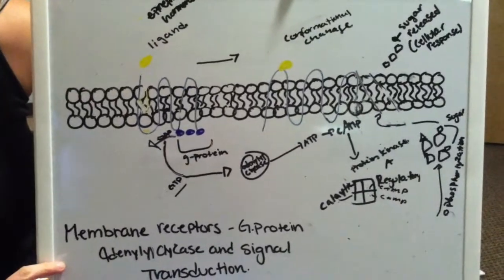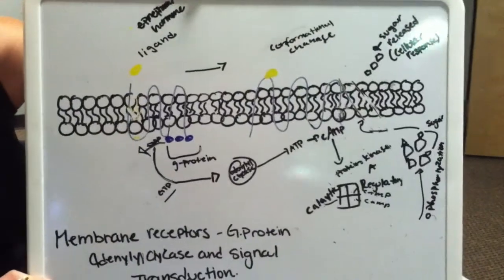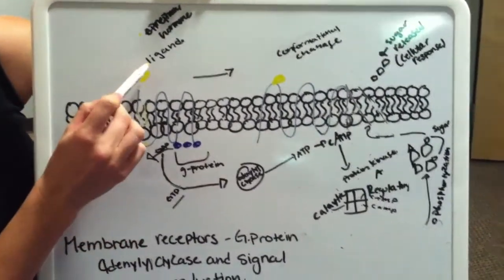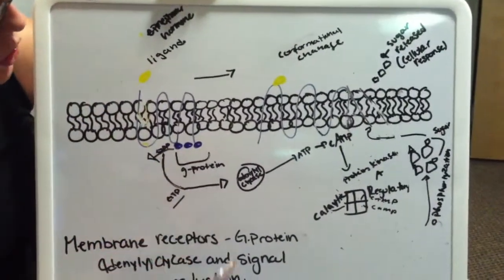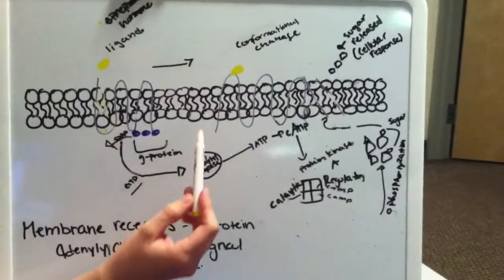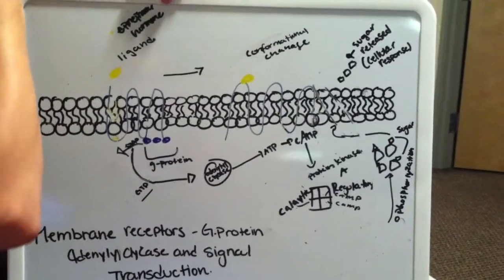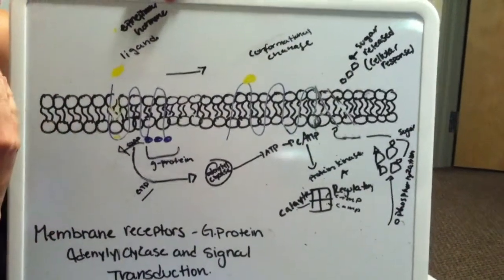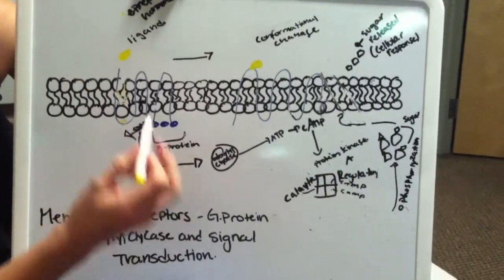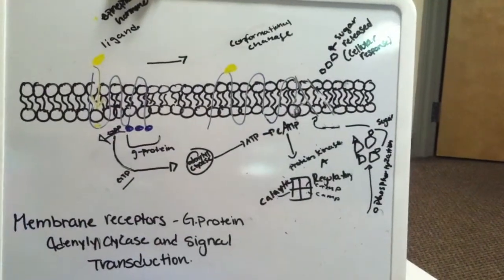Of the membrane receptors, G protein, adenyl cyclase, and signal transduction, you're going to have an epinephrine hormone, which is also known as the ligand. And what the ligand is trying to do is to get into the metatropic receptor, but in order for it to do that, it has to undergo protein conformation. And basically what protein conformation does is it changes the shape of the metatropic receptor, and then it allows the ligand to enter in.